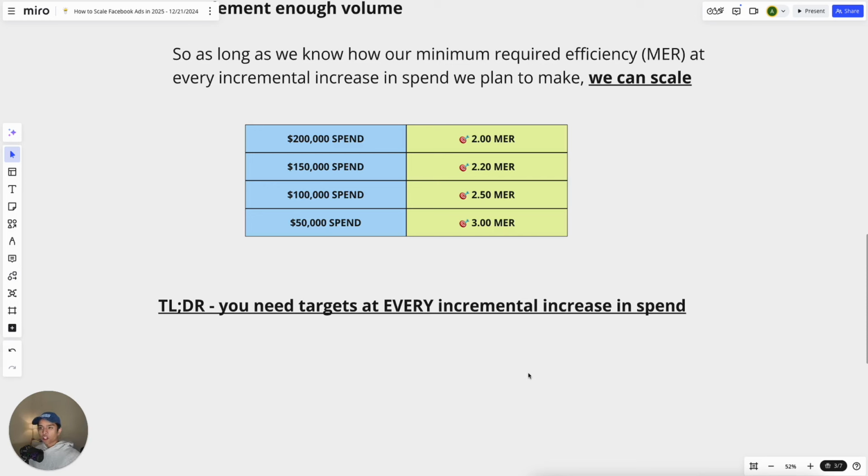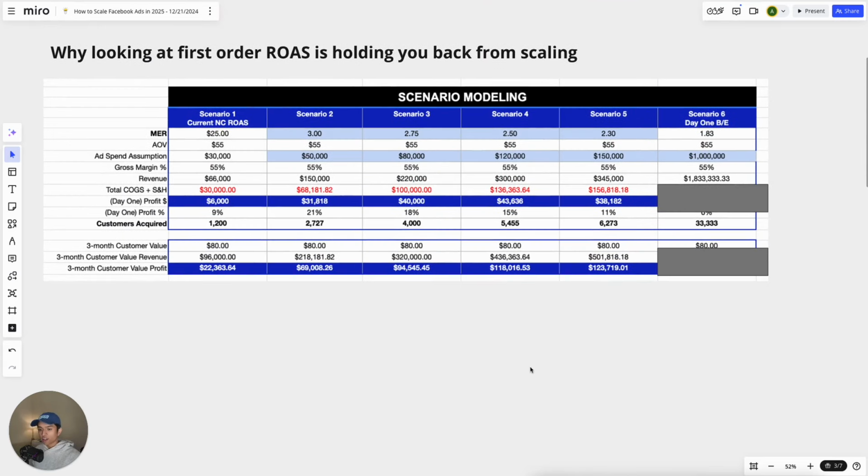So I have a spreadsheet linked below. Shout out to Nick Theriot. It's his sheet actually, but it's very, very simple. So you can calculate what those incremental increases are just like this. So you know, as you increase spend, what things to look for in the ad account. And as long as you are hitting those targets in the ad account, then you can keep going and you know your scale is effective and generating more volume of profit.